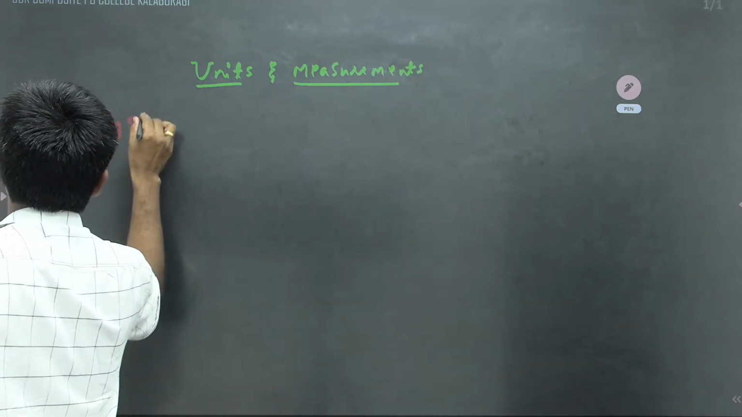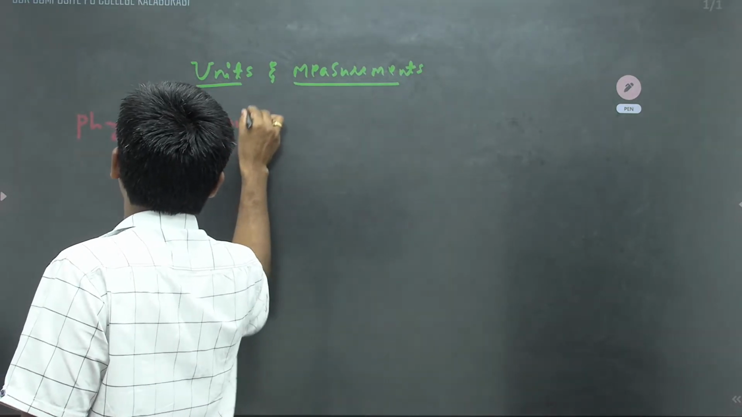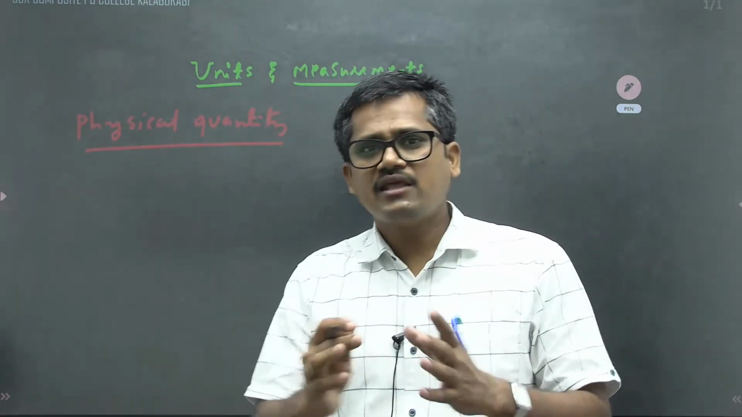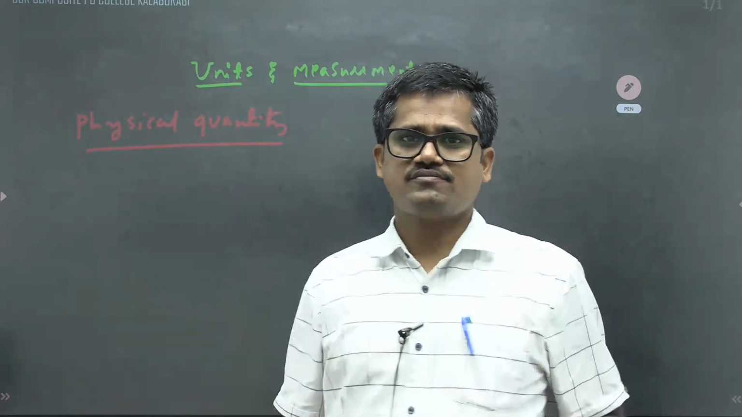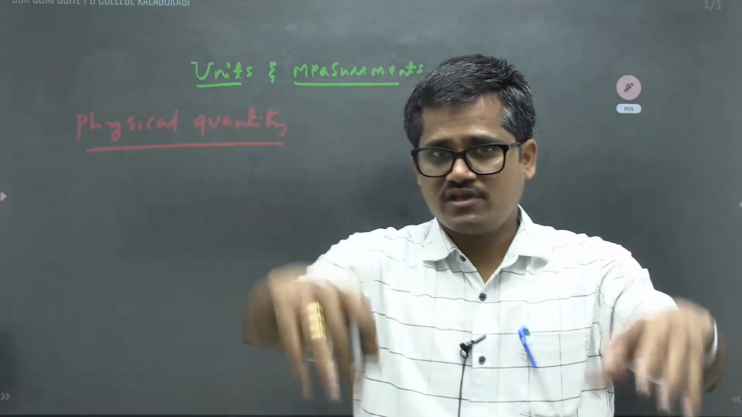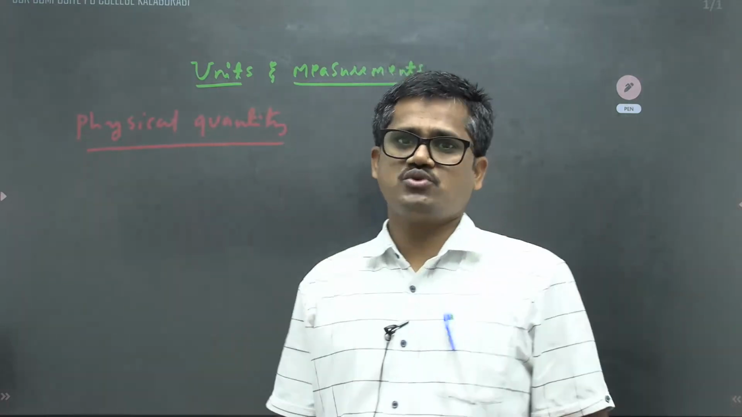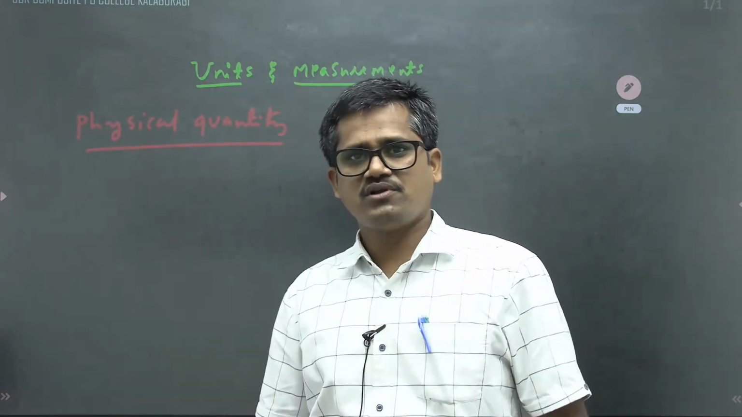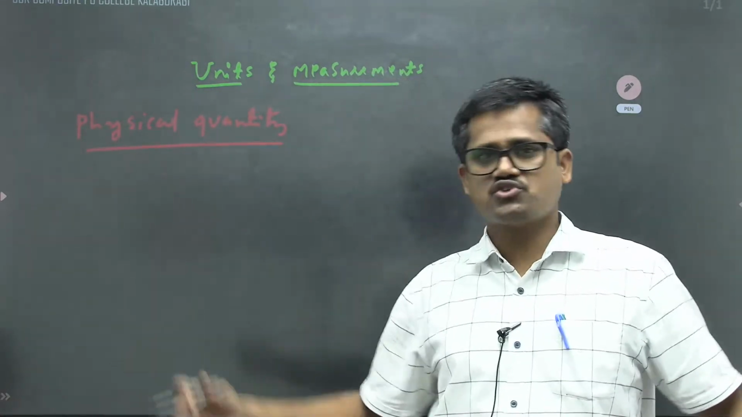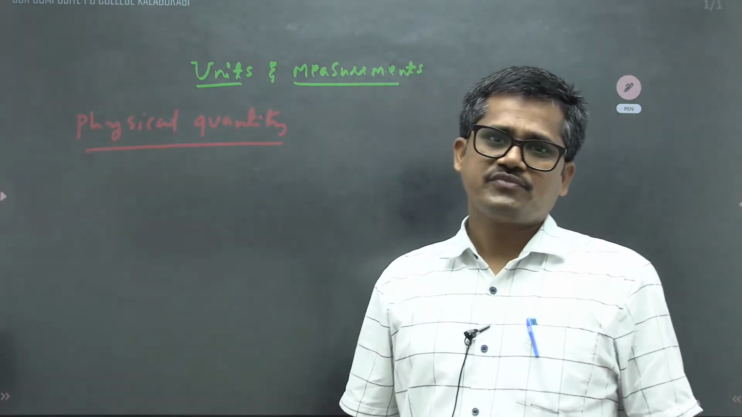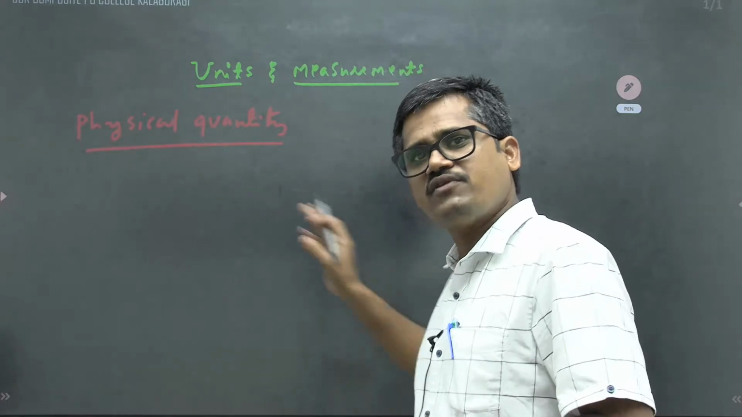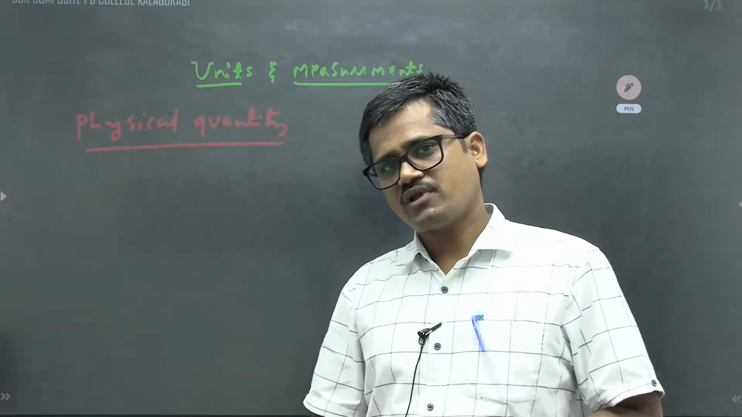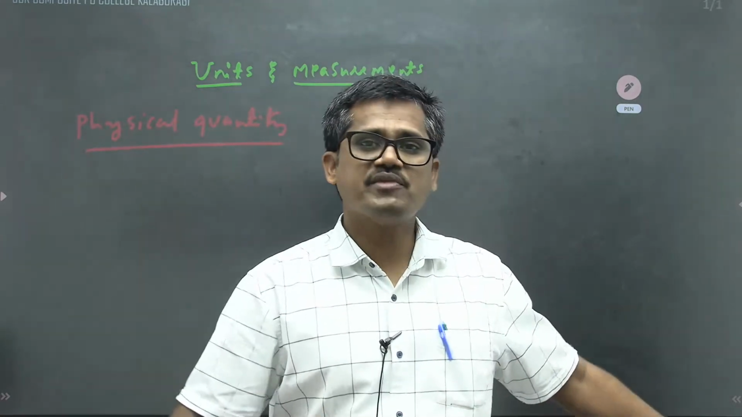Remember, anything which we can measure, in the presence of an individual or in the absence of an individual, will be a physical quantity. For example, I want to measure the length of this room. I'll take a scale. In my presence, I am taking the scale and finding the length of this room. My presence is there. This is a direct method of measurement of length.